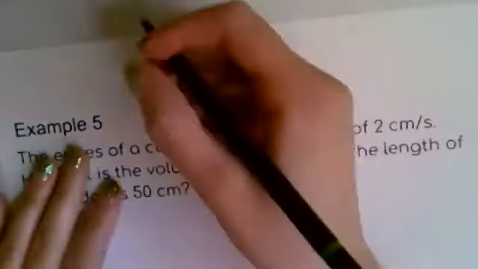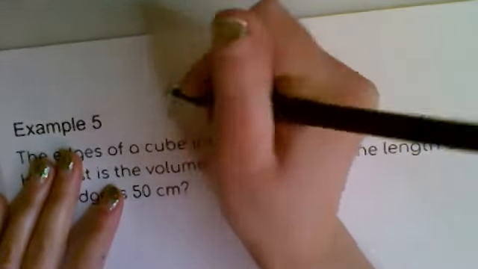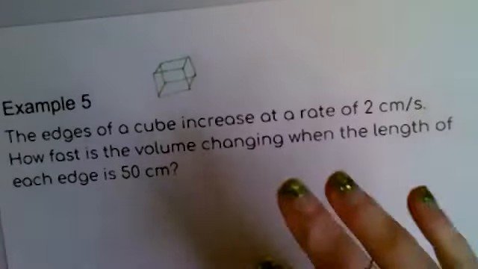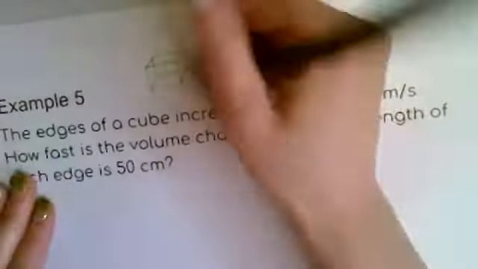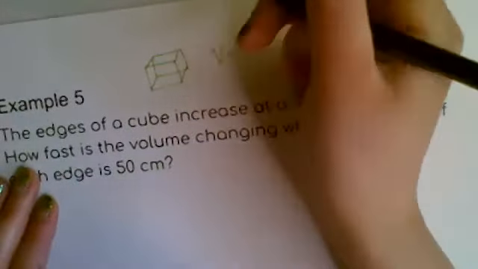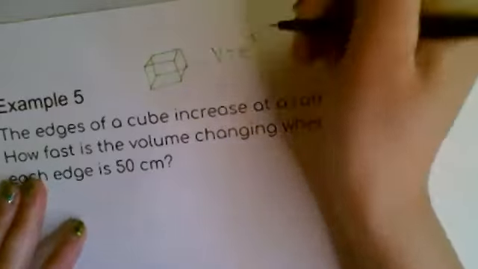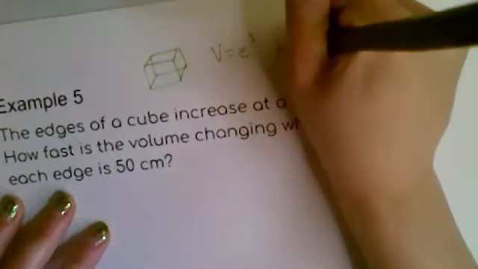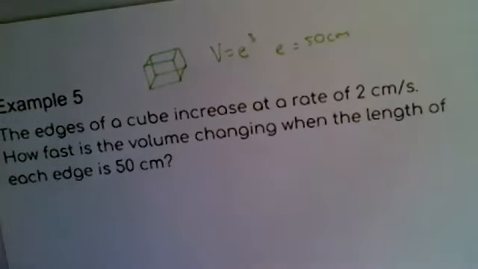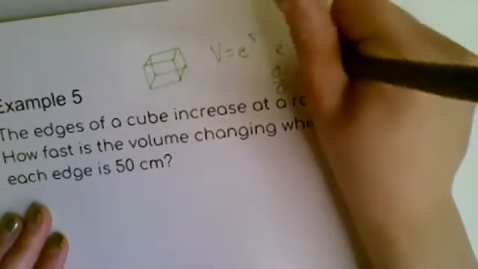Okay, so you know a cube is essentially like a 3D square, and each of the edges of the cube are going to be the same. So the formula for the volume of a cube, it's essentially like a rectangular prism where you have length times width times height, except the length, the width, and the height are all the same. So we're going to call that edge E cubed. We know that the edge is 50 centimeters, and we know that the rate, so dE dt, is 2 centimeters per second.